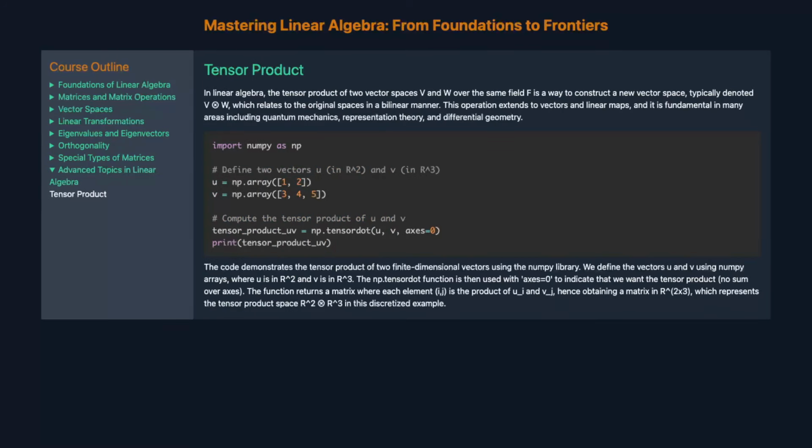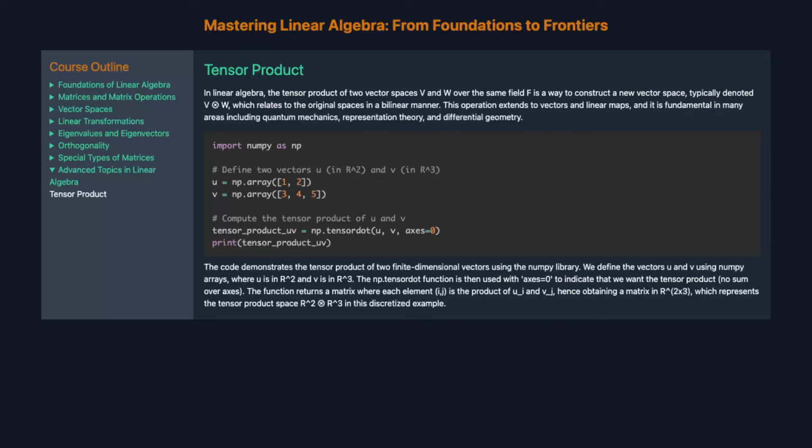Tensor product. In linear algebra, the tensor product of two vector spaces V and W over the same field F is a way to construct a new vector space, typically denoted V⊗W, which relates to the original spaces in a bilinear manner. This operation extends to vectors and linear maps, and it is fundamental in many areas including quantum mechanics, representation theory, and differential geometry.